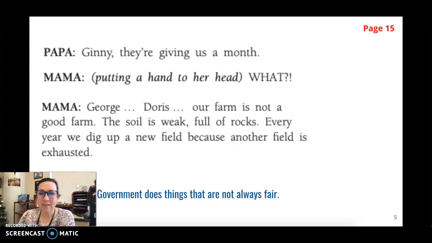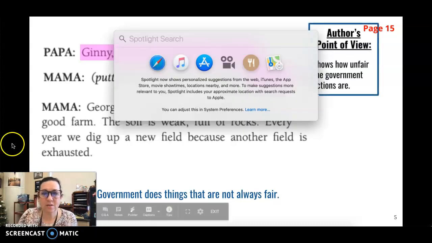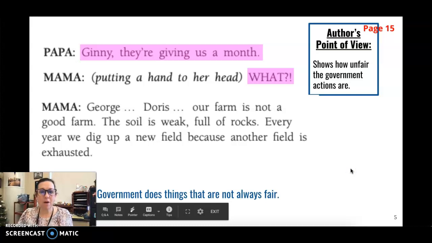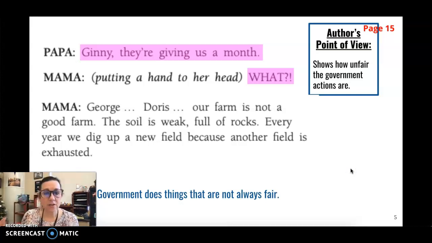Okay. All right, let's take a look here. Papa's saying, Ginny, they're giving us a month. And Mama's like, what? And so the author's point of view here is showing how unfair the government actions are in this case. And the theme at the bottom, it's saying the government does things that are not always fair. So that's because they're taking away their land and making them move to another piece of land for the benefit of basically the government.